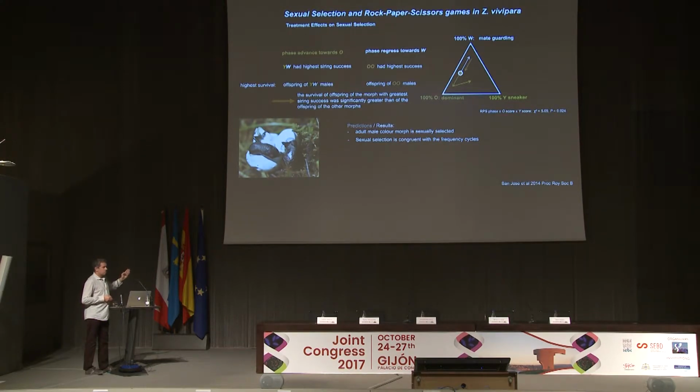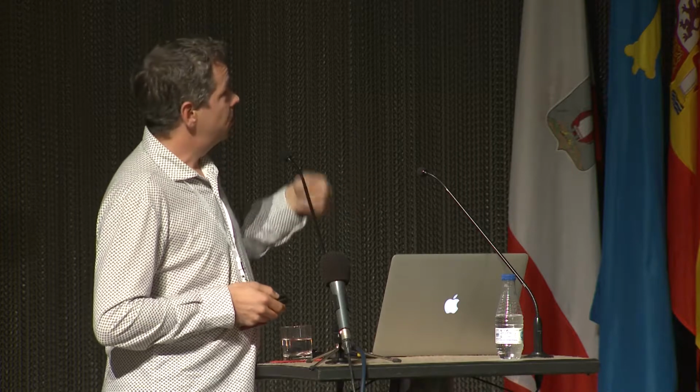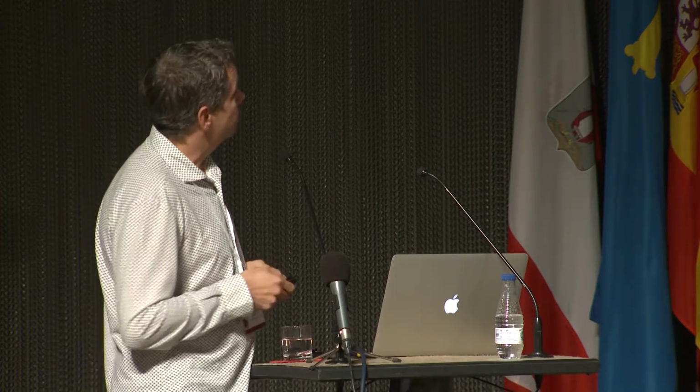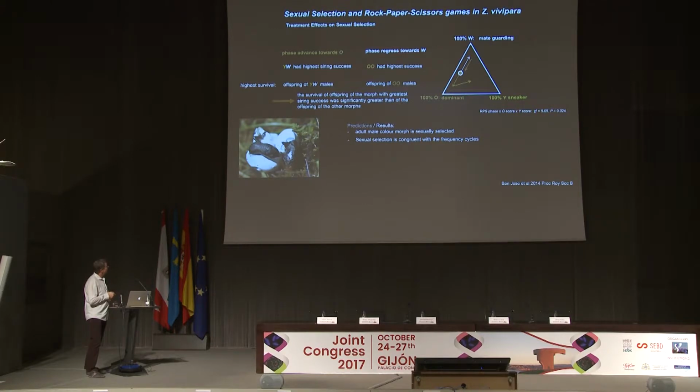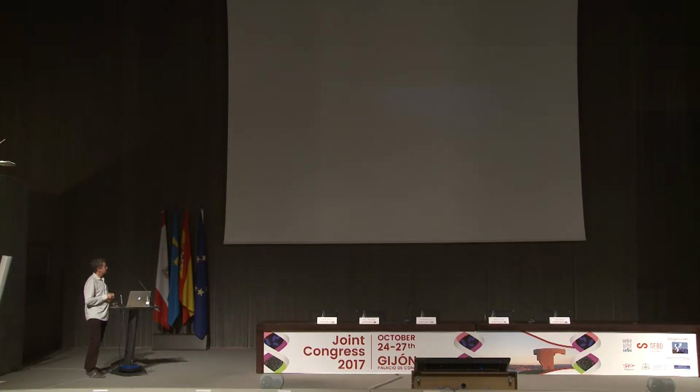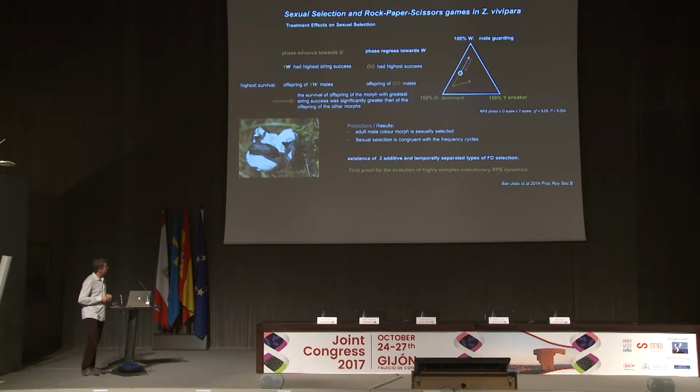The second prediction was that there needs to be a second mechanism producing enough frequency-dependent selection. So we looked at survival selection and found that offspring of yellow-white males and offspring of orange-orange males had the highest survival. That means that the survival of the offspring of the morph with the greatest siring success was significantly greater than of the offspring of the other morphs. And that's perfectly consistent with the existence of two additive and temporally separated types of frequency-dependent selection. So it's the first proof for the evolution of this highly complex evolutionary rock, paper, scissors dynamics.